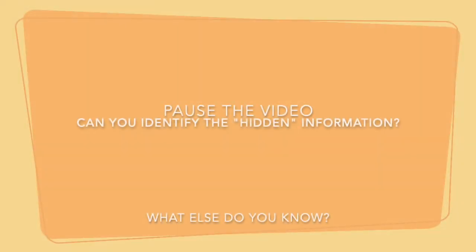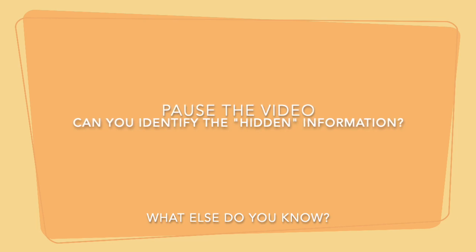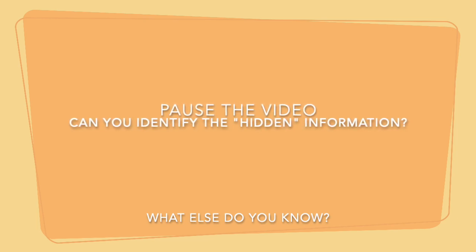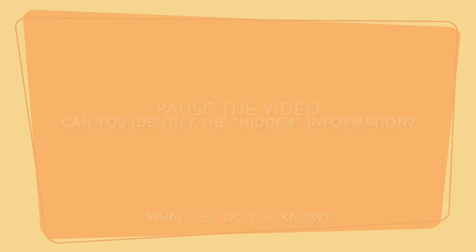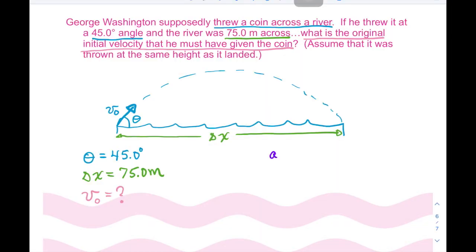All right, what else do we know about this problem that isn't stated? Pause the video and write down the other information that you know. I hope that you wrote down the acceleration in the x and y directions because we always know those for projectile motion. So what is the change in y, or the y displacement? For that, we need an origin. Pause and select an origin.